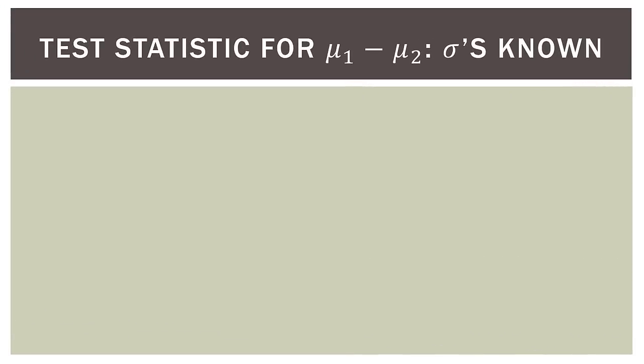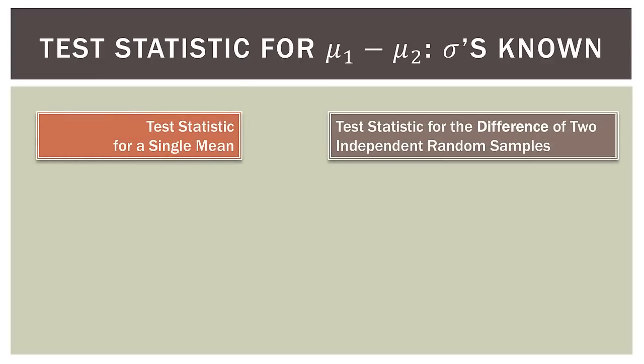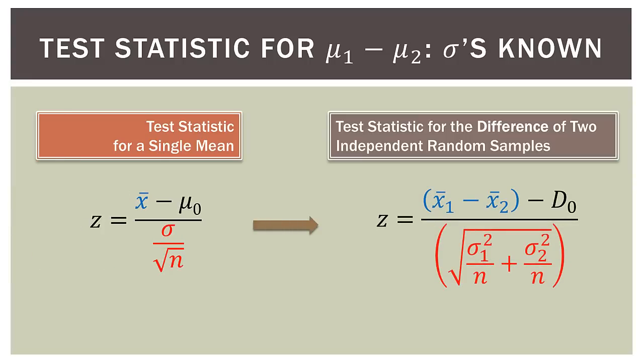So what is our test statistic for the difference if we know our sigmas? A good way to start is to look at our test statistic for our single mean case. We're going to tie this into what we learned in the last playlist. Our test statistic in the single mean case was z equals x bar, which is our sample mean, minus mu sub 0, which is our hypothesized mean, all divided by sigma divided by the square root of n, the population standard deviation sigma divided by the square root of the sample size. That is how we figured out our z-statistic in the single mean case.